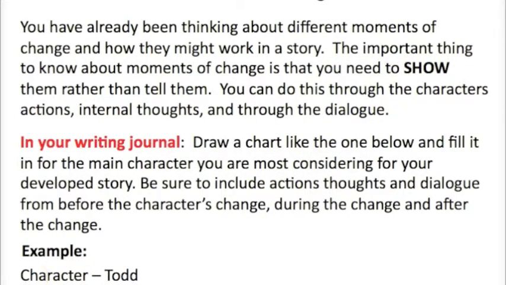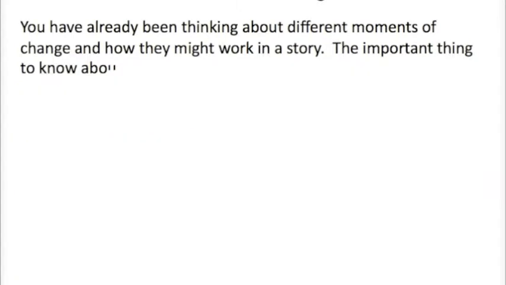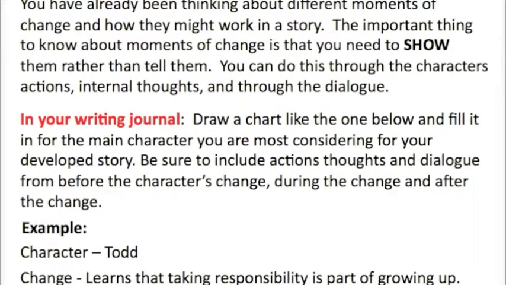So you, as a writer, need to do the same thing. Show rather than tell. And there are three major ways to show things. You can do it through the actions of the character, something that the character does, the internal thoughts of the character, and through the dialogue, what the character says. So this next pre-writing exercise just involves drawing a chart in your writing journal, showing the character's actions, internal thoughts, and dialogue through the three steps of the moment of change.